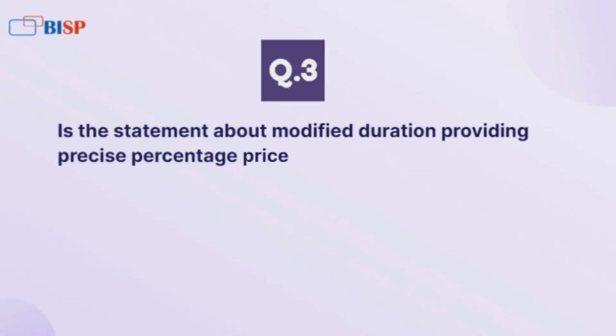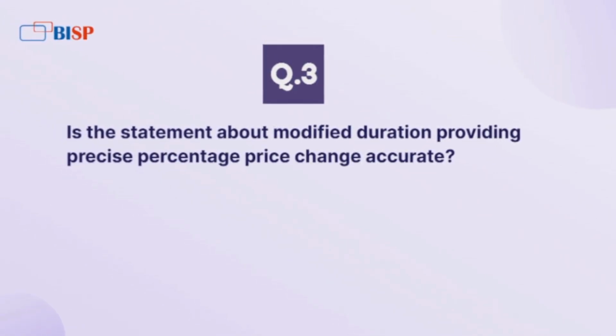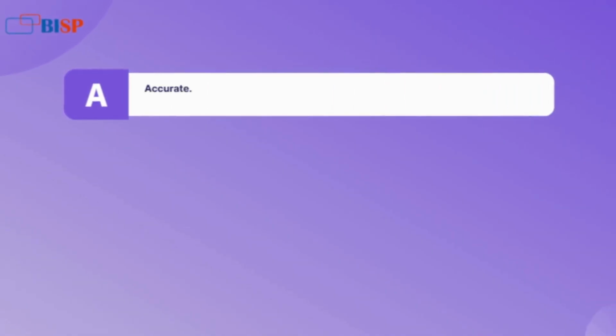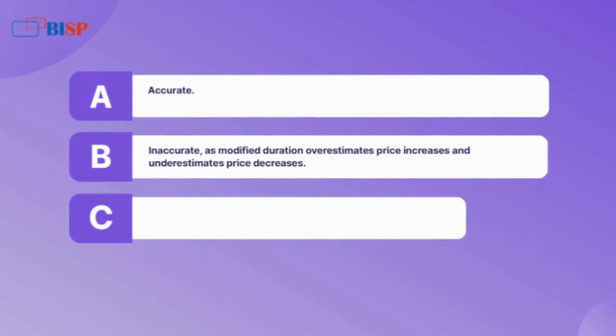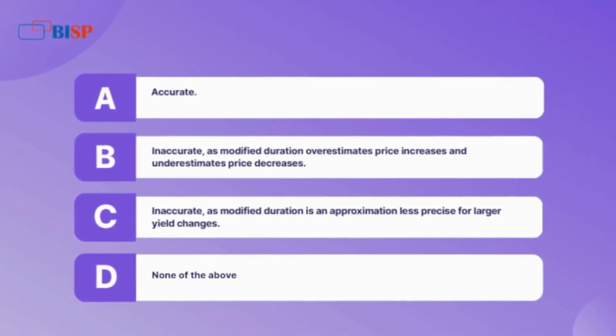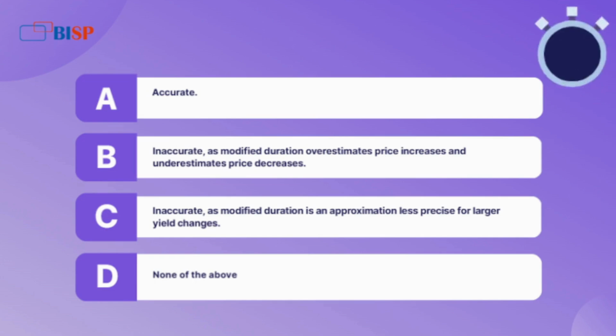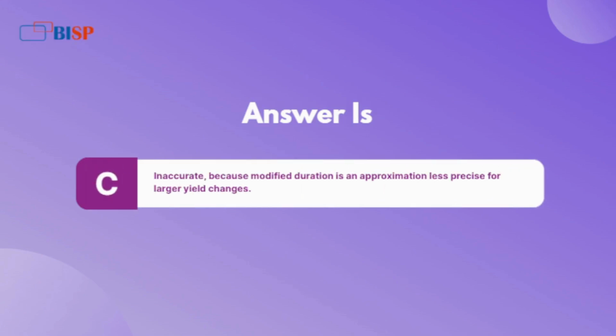Is the statement about modified duration providing precise percentage price change accurate? A. Accurate. B. Inaccurate, as modified duration overestimates price increases and underestimates price decreases. C. Inaccurate, as modified duration is an approximation less precise for larger yield changes. D. None of the above. Answer is C. Inaccurate, because modified duration is an approximation less precise for larger yield changes.